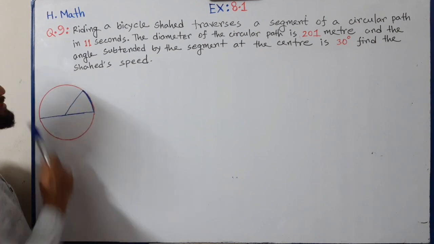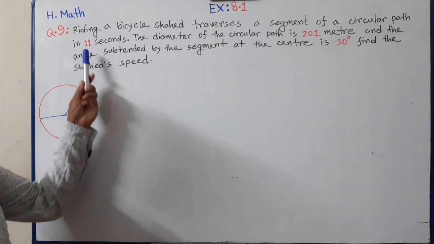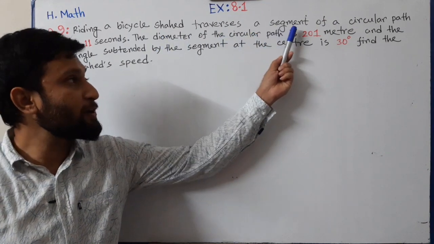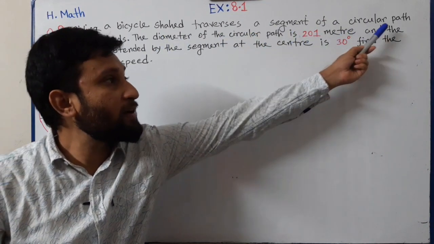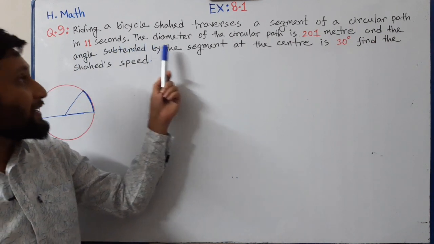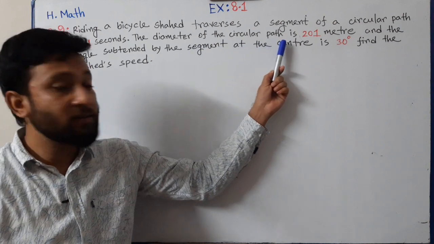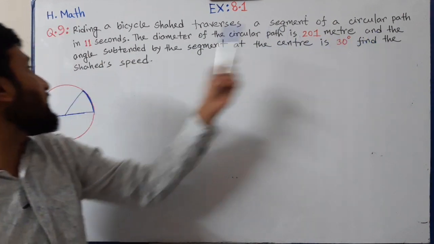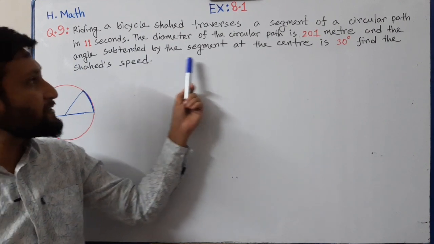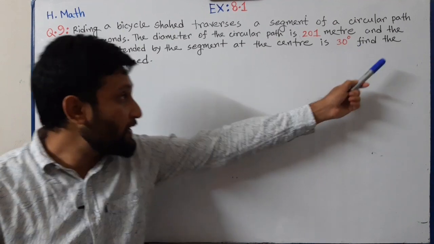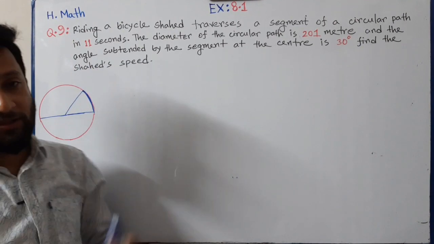Question 9. The question is: riding a bicycle, Shahed traverses a segment of a circular path in 11 seconds. The diameter of the circular path is 201 meters and the angle subtended by the segment at the center is 30 degrees. Find Shahed's speed.